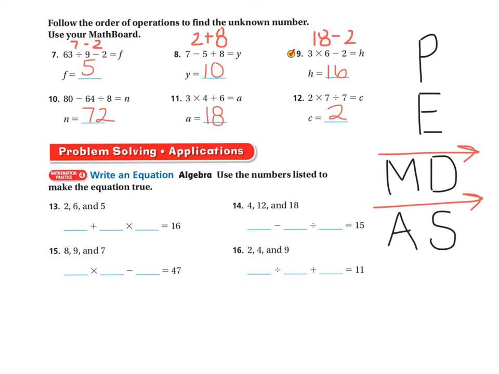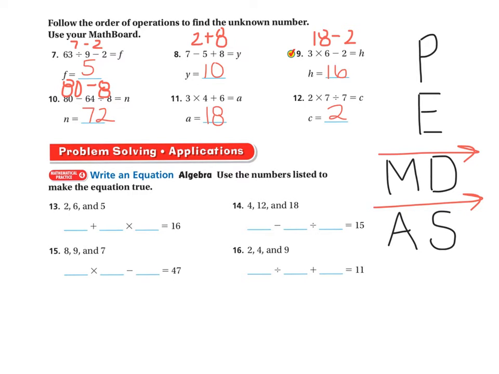Number 10, I do not see any parentheses. I do not see any exponents. I do see division though. So I'm going to do this first. 64 divided by 8 is 8. The rest of my problem is 80 minus, so it's 80 minus 8. 80 minus 8 is 72.